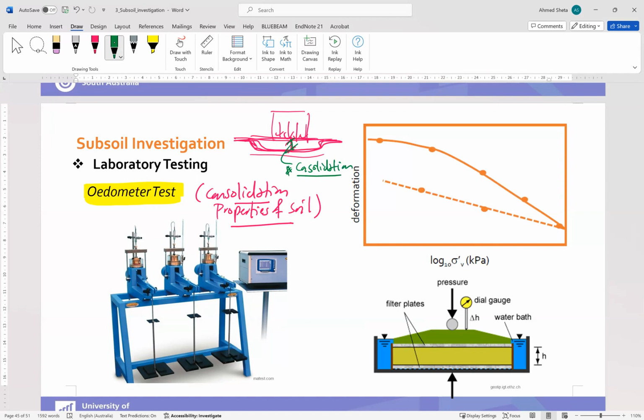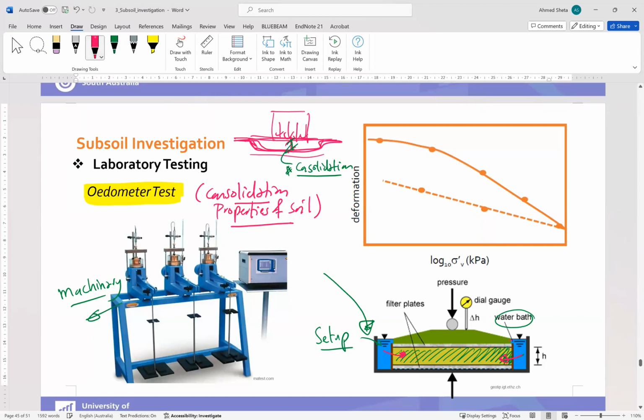So the test is using this setup, and this is the machinery for the test. The setup is we have soil here, and we have two filter plates to surround the soil, and we have water pass from both sides to allow the water to get into the soil like that.